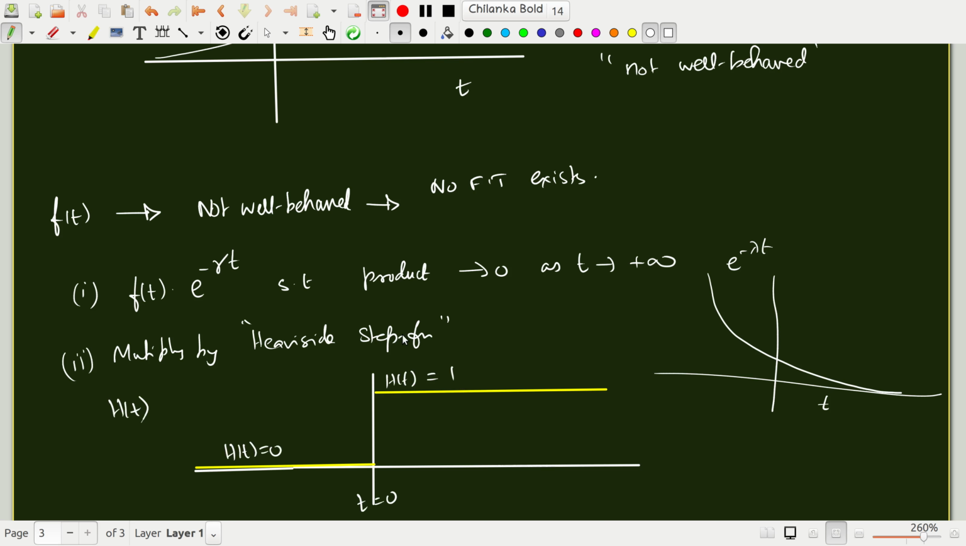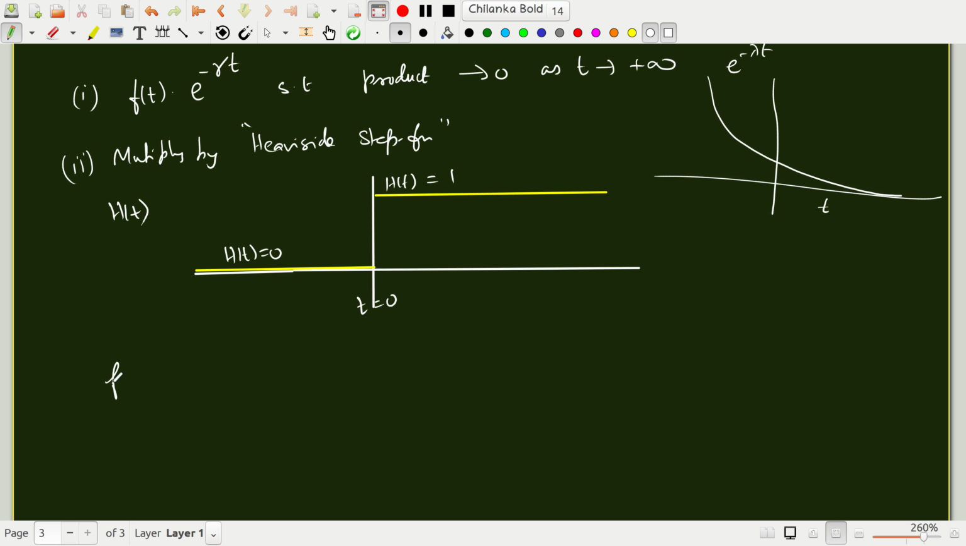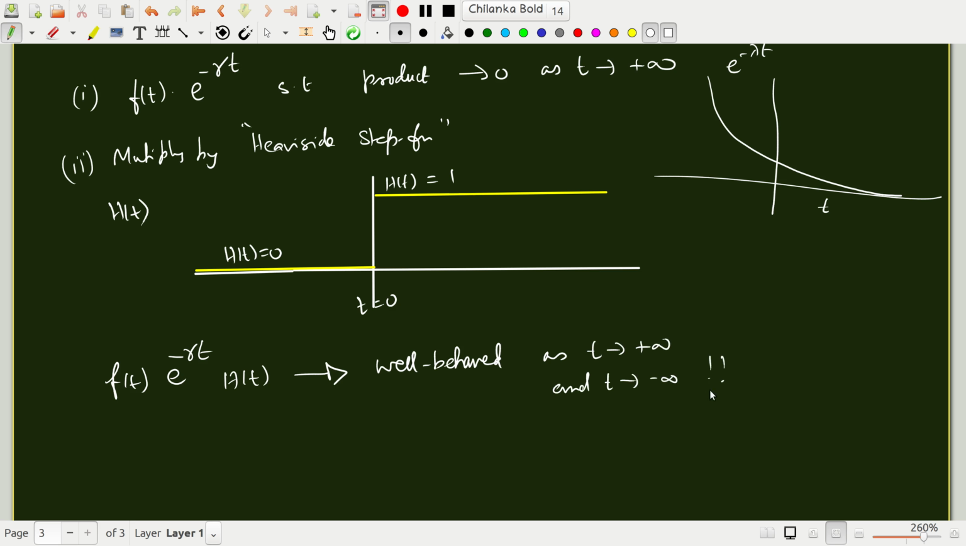So if I consider this combination, f of t, which is not well behaved, times e to the minus gamma t, which is well behaved as t goes to infinity, times h of t, this combination is well behaved as t approaches both plus infinity and minus infinity. Let's call this product capital F of t. Now we can take the Fourier transform of capital F of t, because it is well behaved.